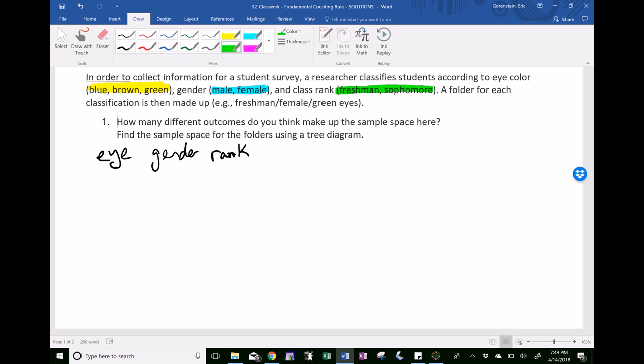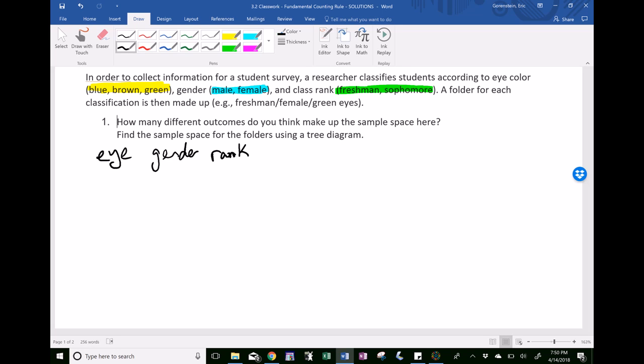So, in this section, we're dealing with the fundamental counting rule in terms of a counting technique. How many different outcomes do you think will make up the sample space? And then let's verify that using a tree diagram. The fundamental counting rule gives us how many elements are in the sample space. The tree diagram will actually give us the sample space, the actual list of outcomes. In calculating probabilities, we don't need the whole list. We just need to know how many there are. So, this first question, how many different outcomes do you think make up the sample space?